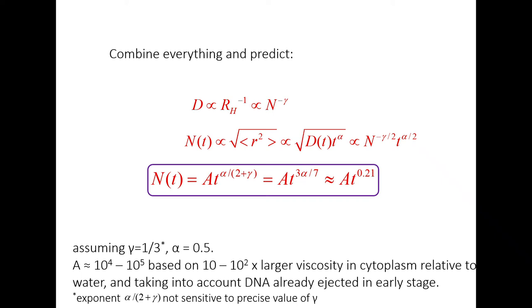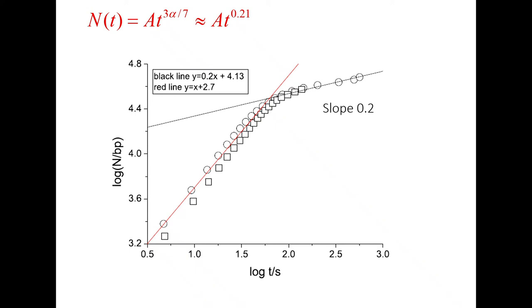We predict that the number of ejected base pairs as a function of time should be proportional to t to the power 0.21. And that's what you see, because here I've plotted this, you've seen it before, but this is the fast regime, so this is the short time regime, and this is the long time regime, and you see that the slope is indeed 0.2, right?